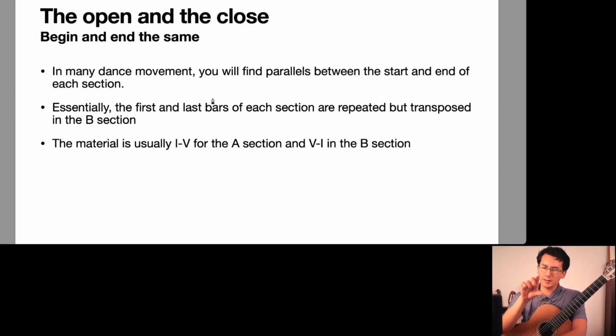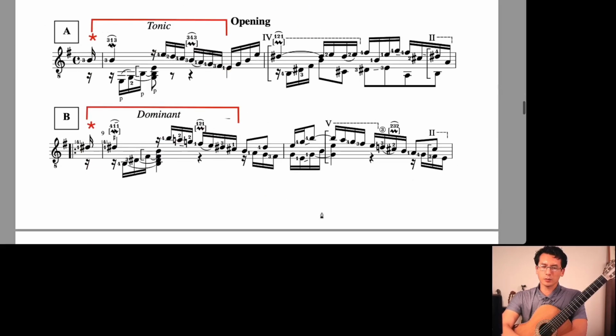So 1 at the start of the A section, 5 at the end of the A section. And then 1 becomes 5 at the start of the B section, and then 5 becomes 1 at the end of the B section. It basically creates a nice cycle, because you start at 1, you go to 5, and then you go back to 1. 1 to 5 for the A section, you could visualize it like a circle, and then 5 back to 1 for the B section.